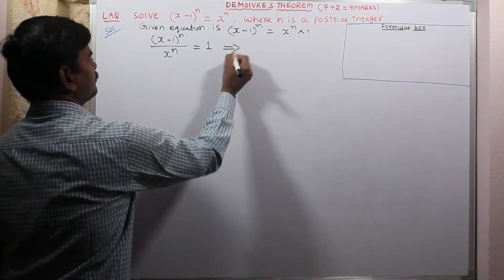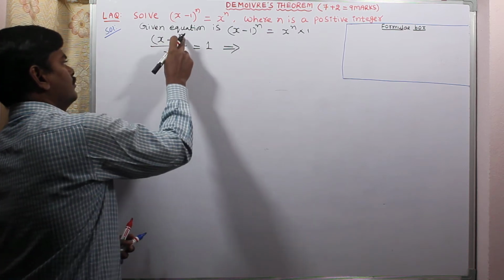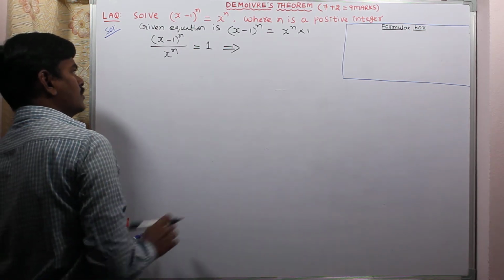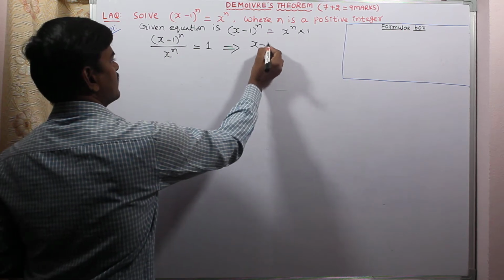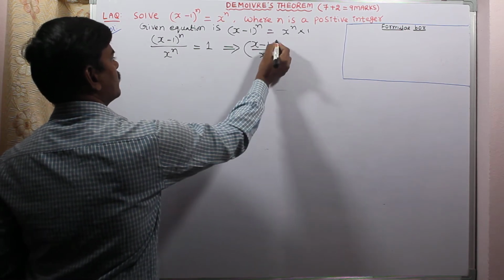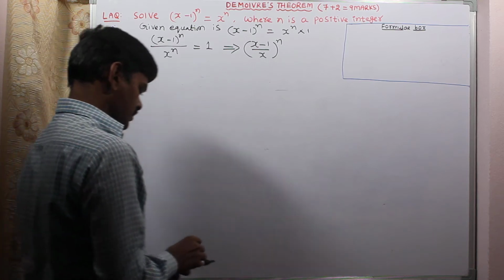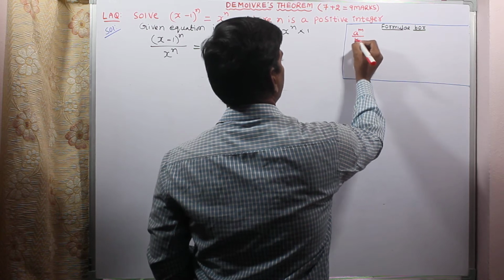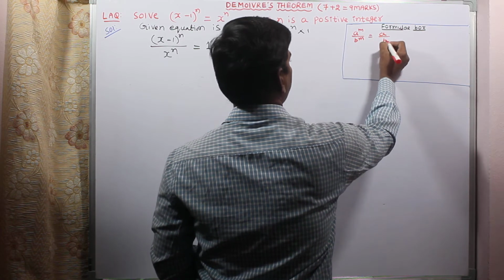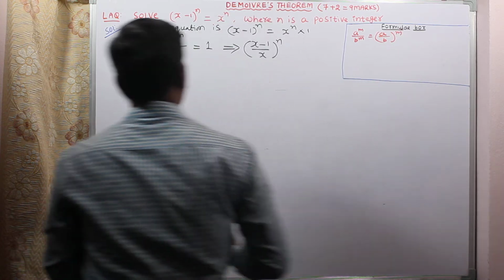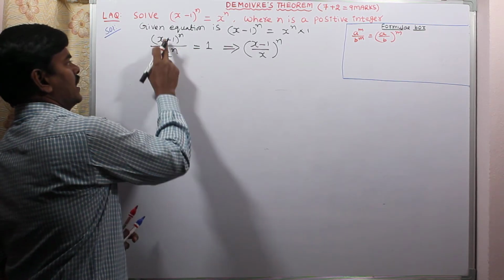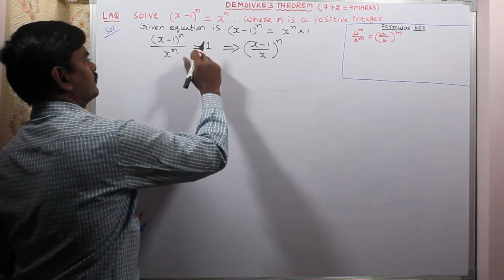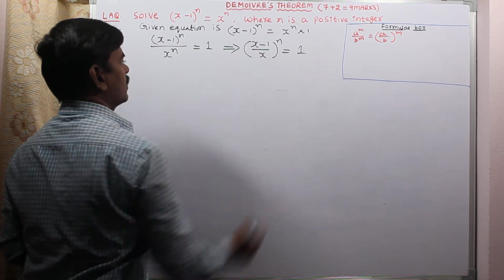So now, for both numerator and denominator we have the same power n, right? So it can be written as ((x minus 1) by x) whole power n. The formula from the properties of indices: a power m by b power m is equal to (a by b) whole power m. Next, that is equal to 1.